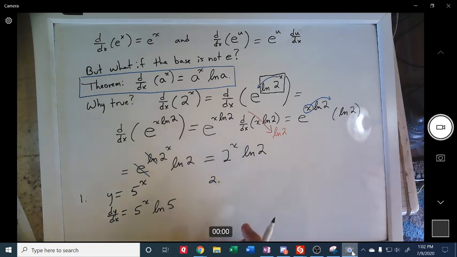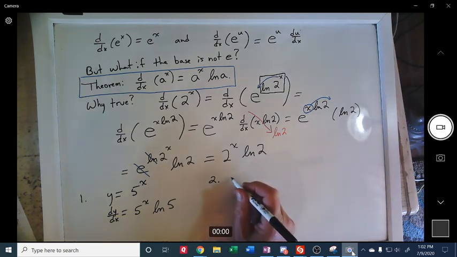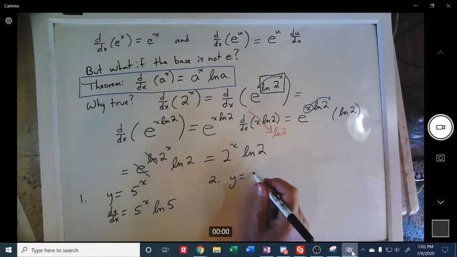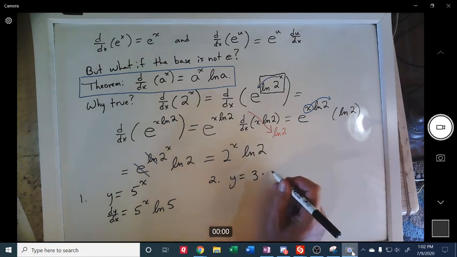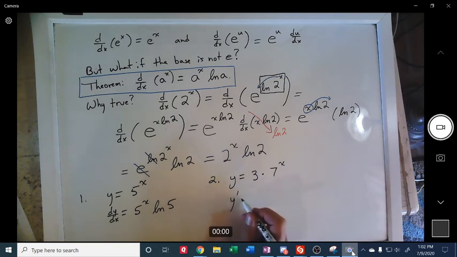All right? Just to get comfortable with this, let me ask you to do this one. 3 times 7 to the x. Figure out what y prime is.